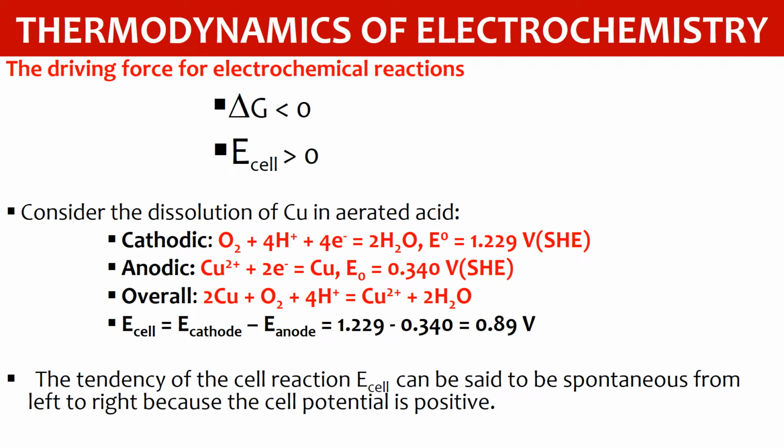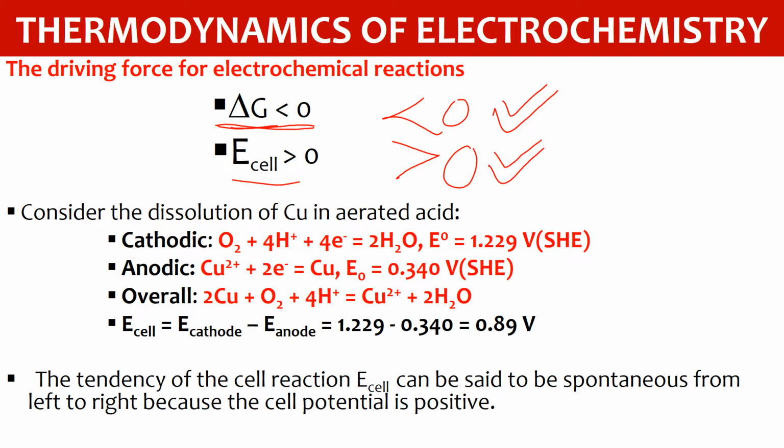So what is the driving force for electrochemical reactions? From your previous studies, you understand what delta G is and what E cell is. Your delta G is your Gibbs free energy, and your E cell is the potential of the cell. Okay. So these are the driving forces for your electrochemical reaction. When your delta G, your Gibbs free energy, is less than 0, then we can say that this reaction is bound to occur. Then if E cell, the potential of the cell, is greater than 0, we can say that this electrochemical reaction can proceed.